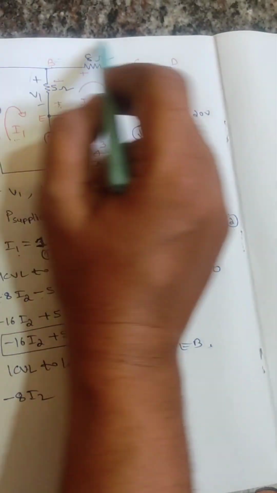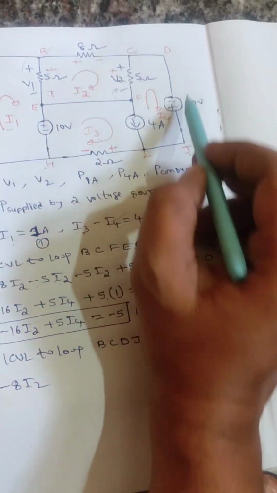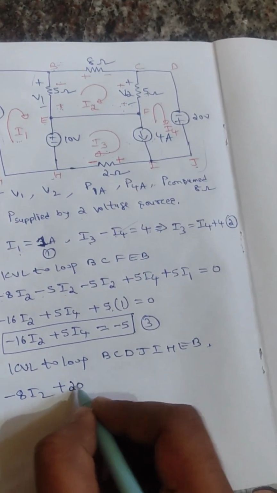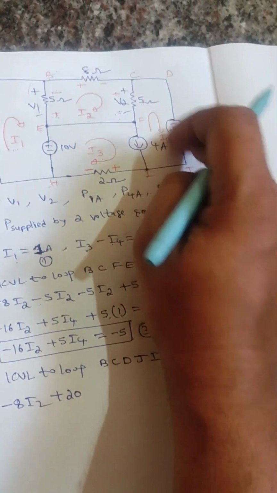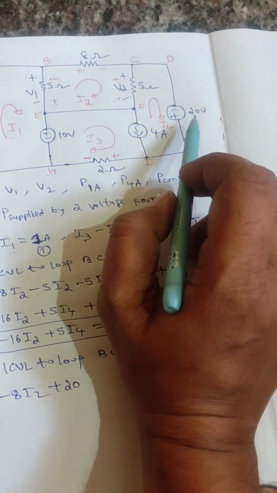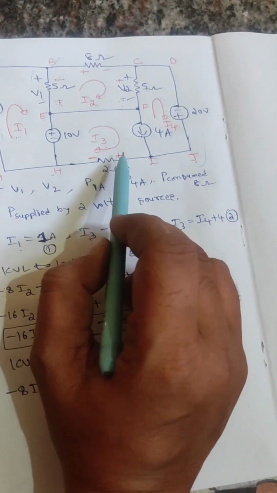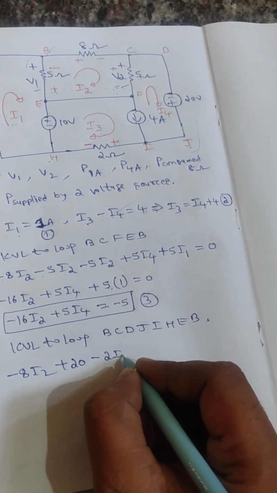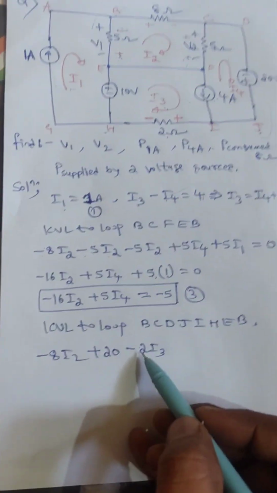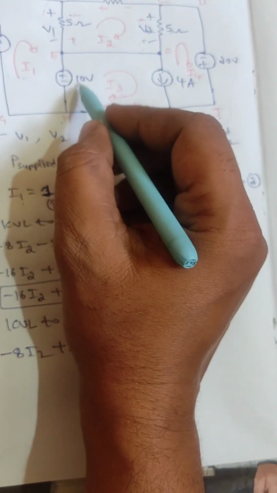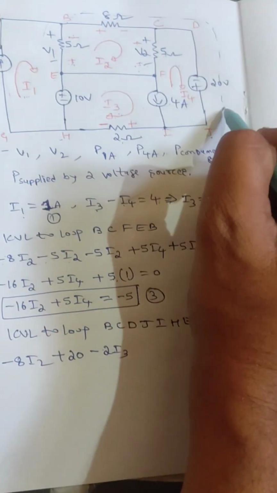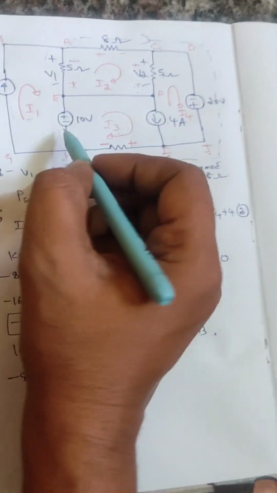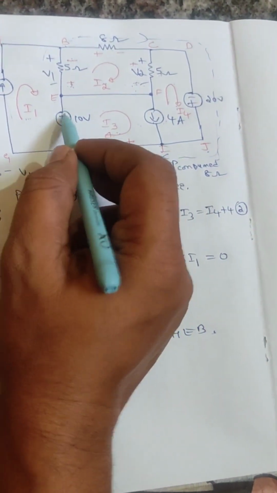Which loop are you applying KVL to? This loop. As per the direction, your loop direction is flowing from minus to plus, which means you should write positive. So plus 20. This voltage source will become positive. Similarly, for this resistor, as per this direction, plus to minus is a drop. Minus 2 into I3. What is the resistor value? 2 into I3. Then see the direction. What is our loop direction? B, C, D, J, I, H, E, B. As per the loop direction, minus to plus is rise.